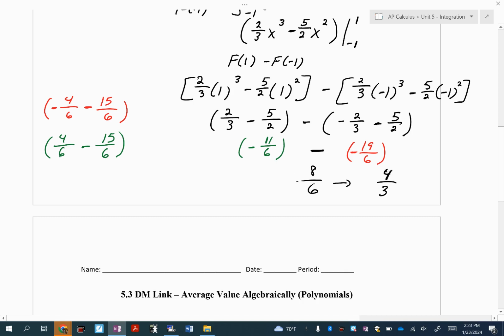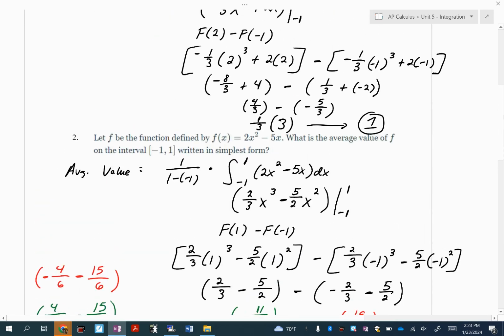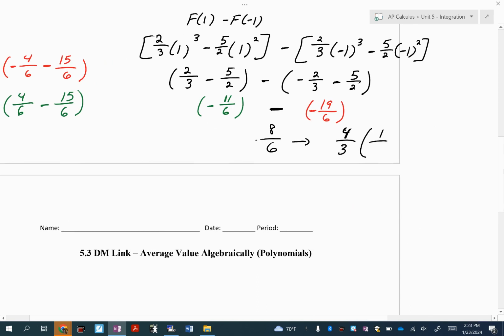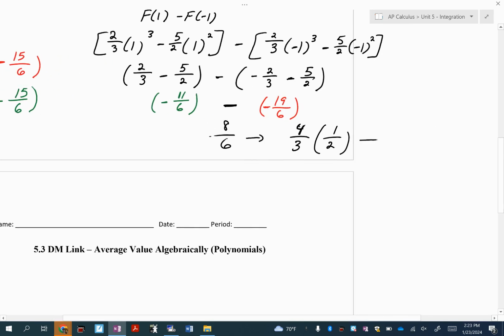Again, is this my answer? No. This is the area under the curve from negative 1 to 1 of this function. So to find the average value of this function, you take this total area and divide it by the length of the interval, which in this case, if I look at negative 1 to 1, is a distance of 2 units. So you divide it by 2. Or if you use the formula, it's 4 thirds times 1/2. So if you reduce it, you get 2 thirds. This is what you would type in.